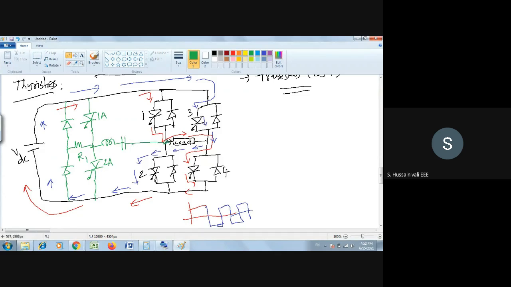Now you see, these 1A, 2A thyristors and their diodes are for turning off 1 and 2. Remember, it is for turning off 1 and 2. You can take it like this. Whereas for the remaining two thyristors, 3 and 4, there is another commutation circuit. That commutation circuit I will draw on this side.